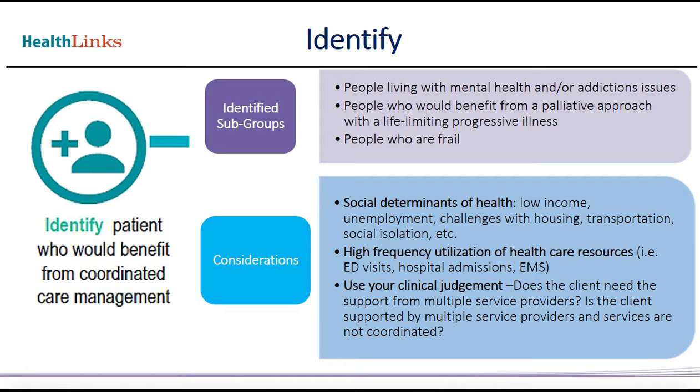So for identifying the patient who would benefit from coordinated care planning, we have the identified subgroups again that were mentioned earlier: living with a mental health and/or addictions issue, those that could benefit from a palliative approach to care, or those that could benefit from a frail approach to care, as well as the considerations. One of the most important parts again is the social determinants of health, high frequency utilization of healthcare resources, for example, emergency department admissions, and then using your clinical judgment as well. So, for example, asking yourself, does this client need support from multiple service providers? And if so, would this maybe benefit?